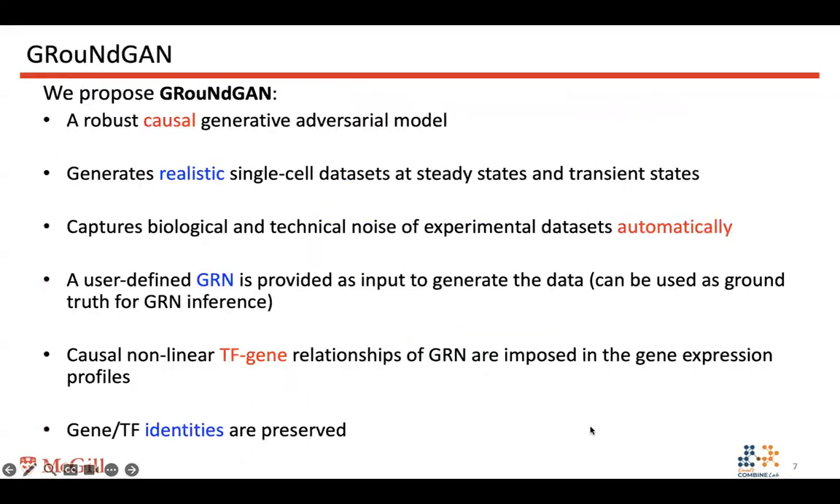Here we propose ground GAN, which is a robust causal generative adversarial model that generates realistic single-cell data sets, both at steady states and transient states. It automatically captures biological and technical noise of experimental data. A user-defined GRN is given as input and is used to generate the data, so it can be used for GRN inference benchmarking. Also, the causal nonlinear TF-gene relationships of the GRN are imposed in the gene expression profiles, and the gene and transcription factor identities are also preserved.